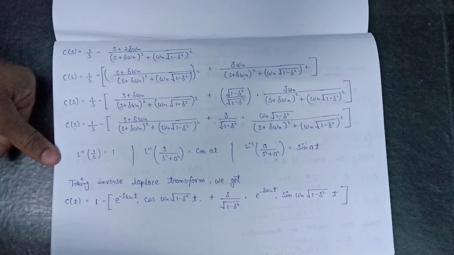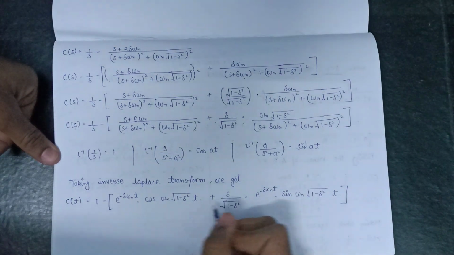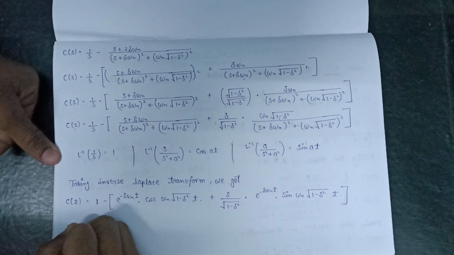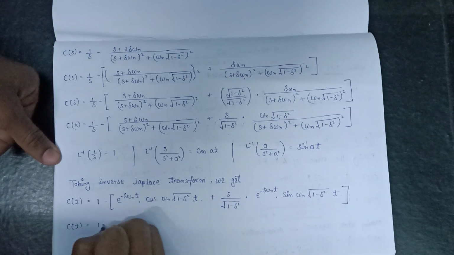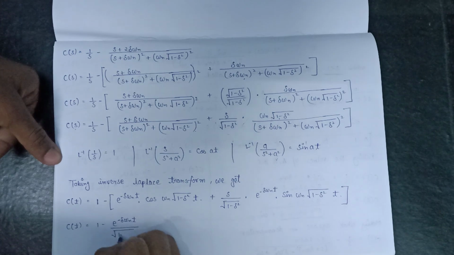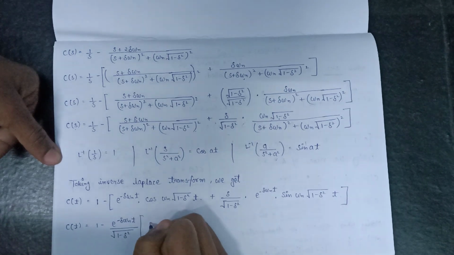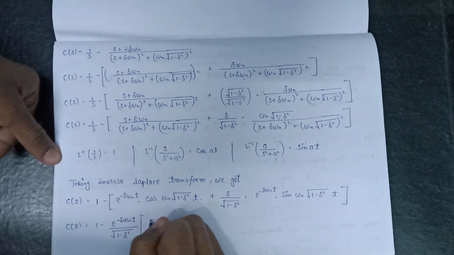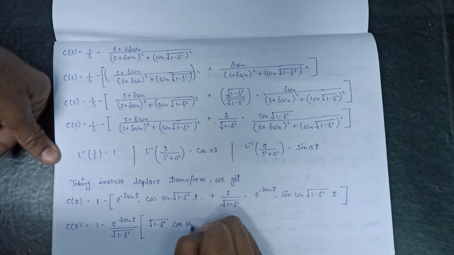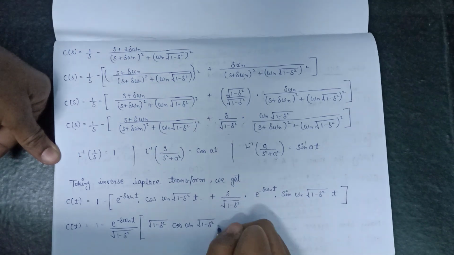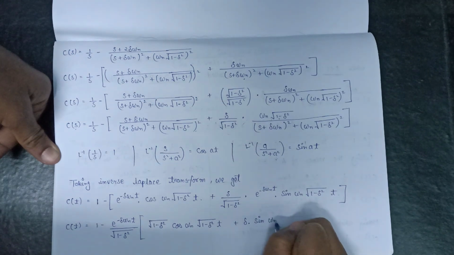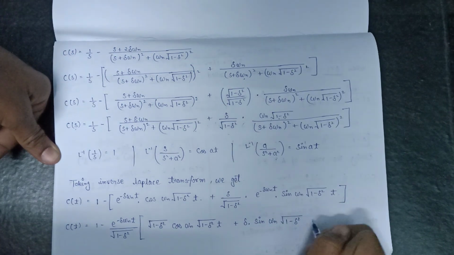So this is the complete expression, and if we take e to the power minus del omega n t over under the root 1 minus del square as a common term, then c of t will become 1 minus e to the power minus del omega n t over under the root 1 minus del square, times bracket cos omega n under the root 1 minus del square t plus del sin omega n under the root 1 minus del square t.